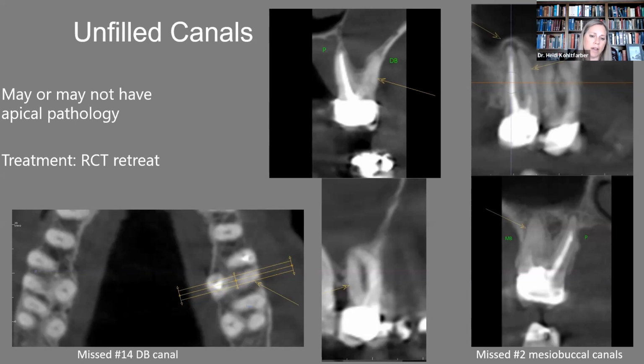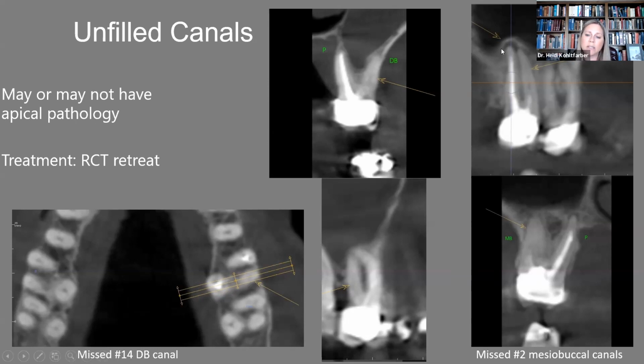Mrs. Jones, you have an unfilled canal. For whatever reason, this canal was never properly cleaned, and you have pulpal tissue in there. And then, of course, we'd want to do a retreatment with that particular tooth. Now, in this case, we do see that we have an apical hypodensity. Many of our root canal treated teeth will have an apical hypodensity, and we have to decide, is this non-healing or is it healing? Well, in this case, we can clearly see that, yes, we have pulpal tissue that was not properly cleaned out. Most likely this is a non-healing root canal treated tooth.